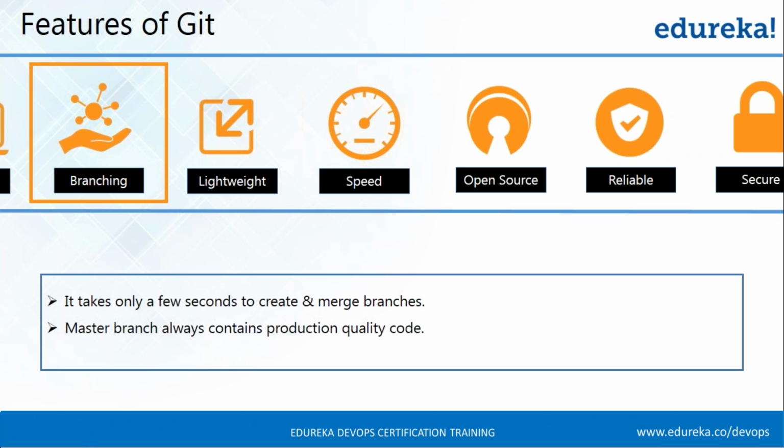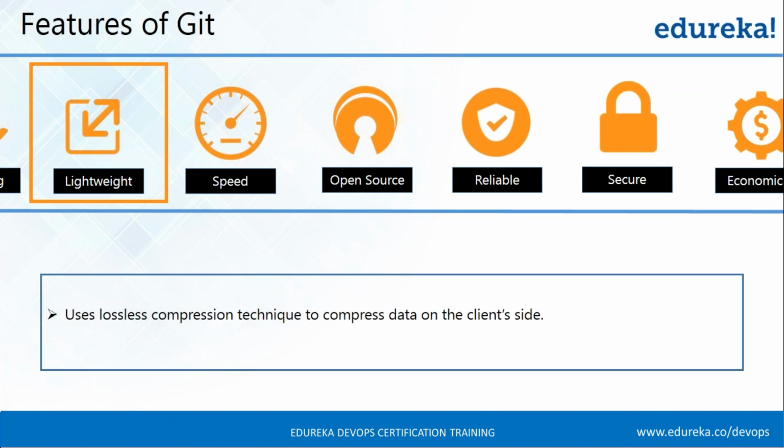And there is a thing called the master branch. It means the main branch which starts from the start of your project to the end of your project, and it will always contain the production quality code. It will always contain the entire project. And after that, it is very lightweight.